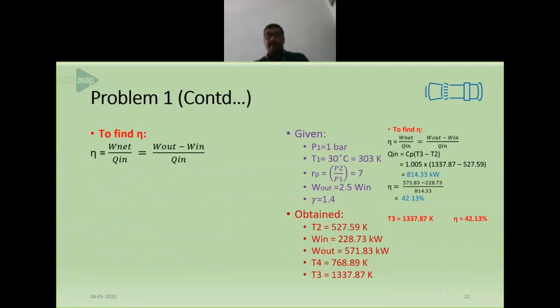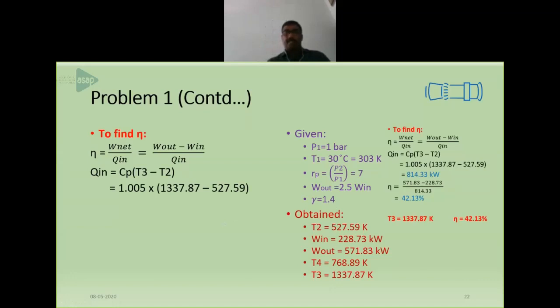Now we have to find out the efficiency. Efficiency is simply W net by Q in, so it is W out minus W in by Q in. Q in, you know, is Cp into T3 minus T2. That is the maximum temperature minus the exit temperature of the compressor. There you will get 1.005 into 1337.87, and you will have the calculations. Finally, you will get this as 814.33 kilowatt.